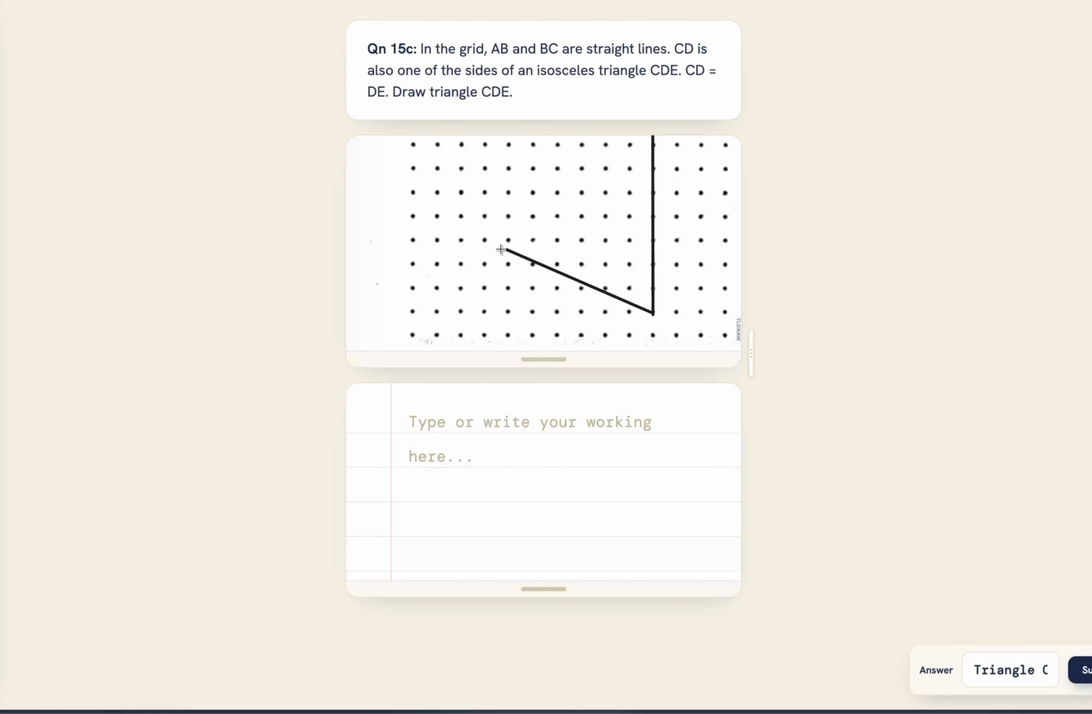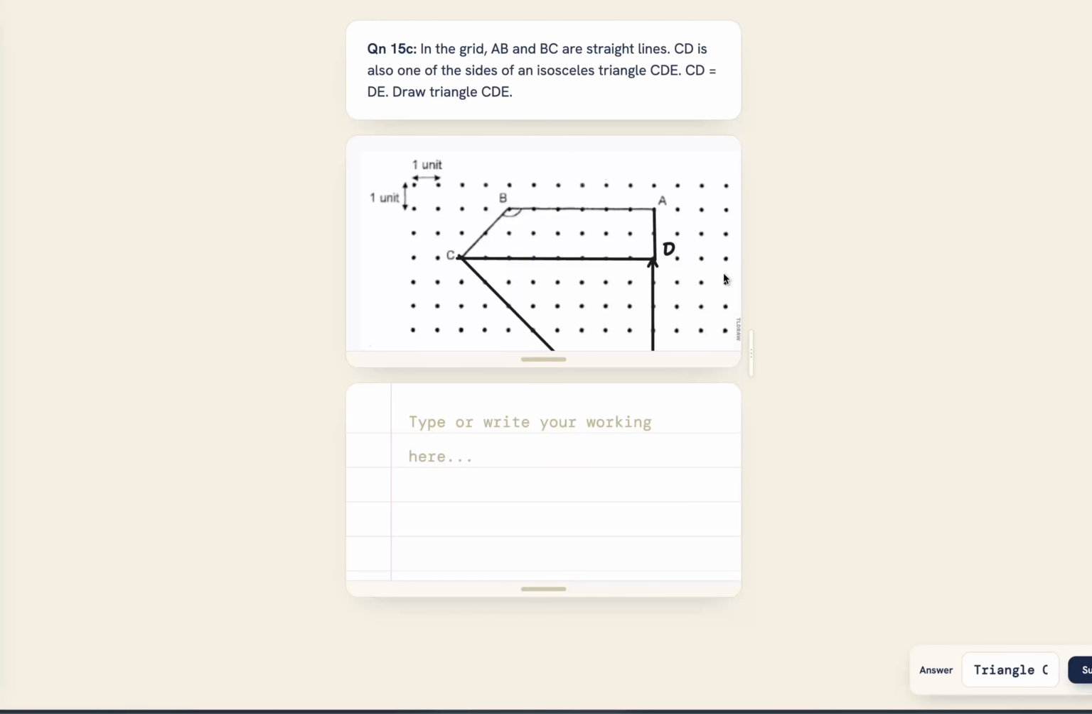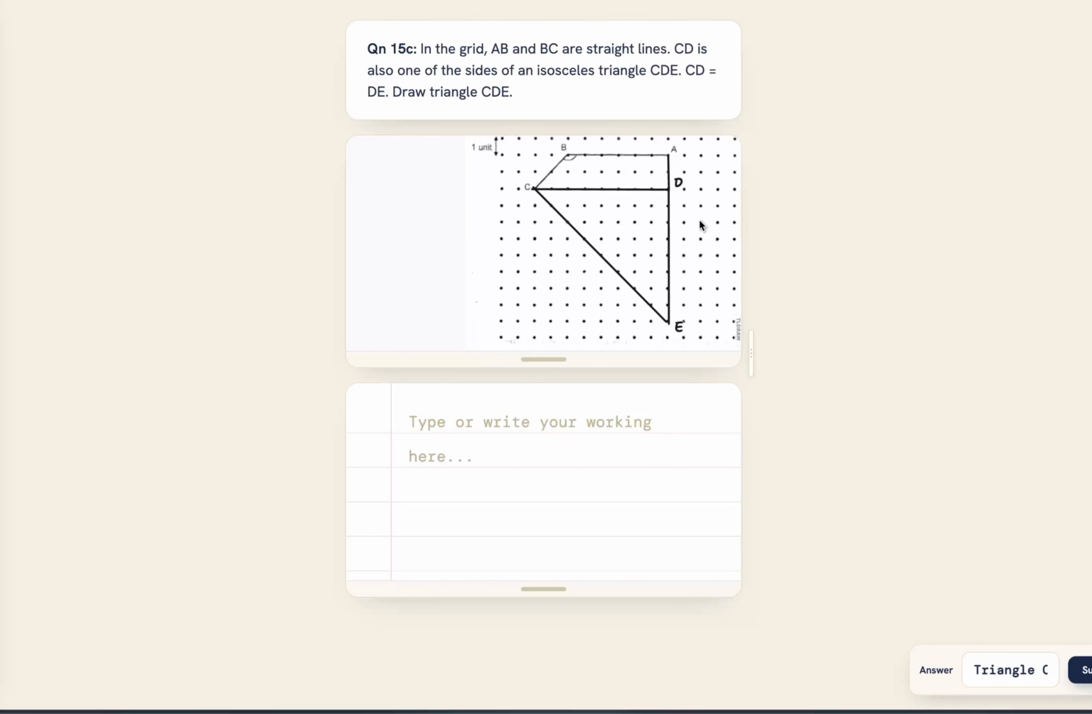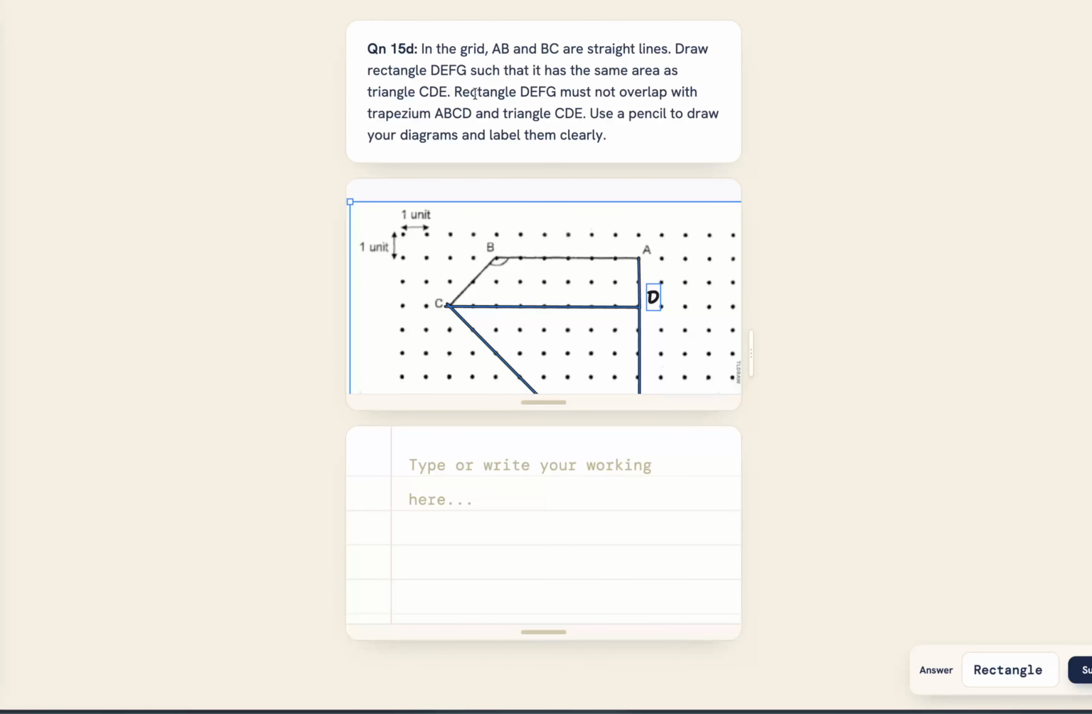We can just draw another line to CDE. So I see over here, your isosceles triangle will look something like this. There you go, that's the answer, CDE. So question 15, part D.